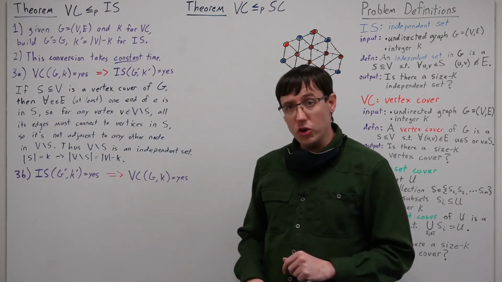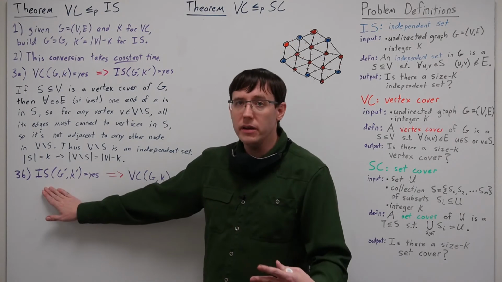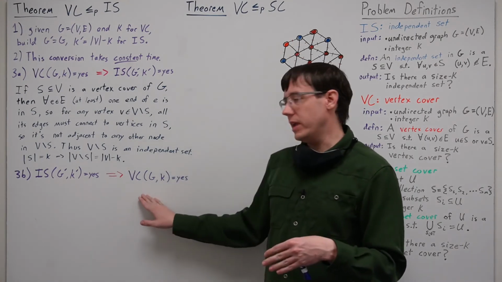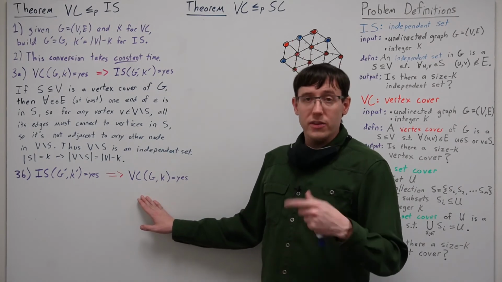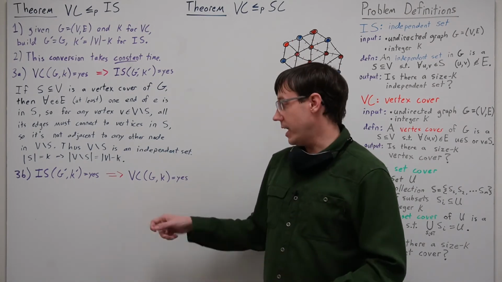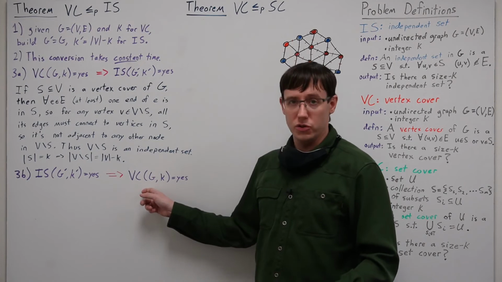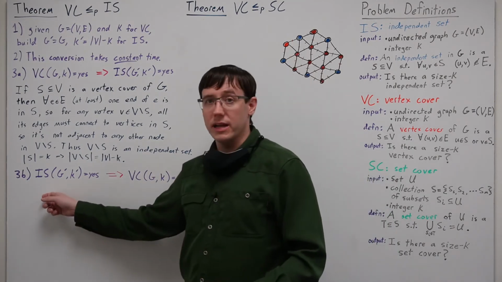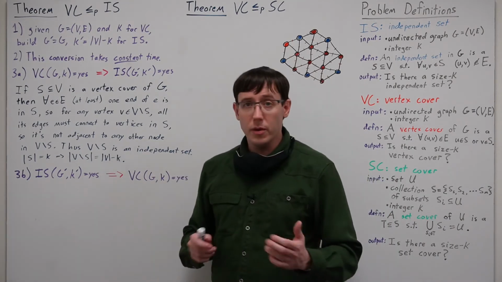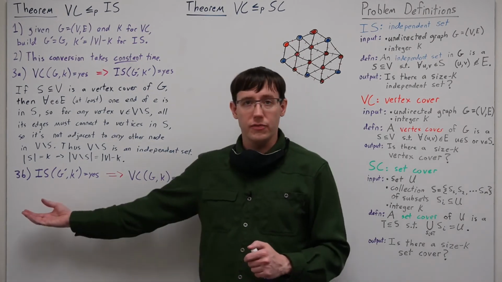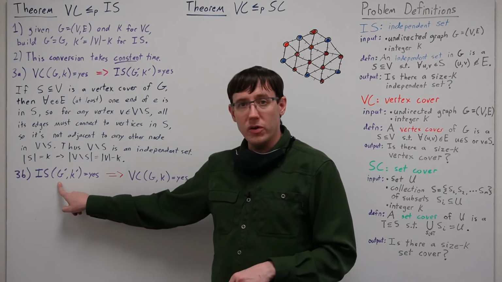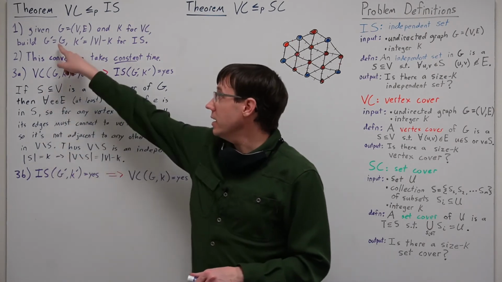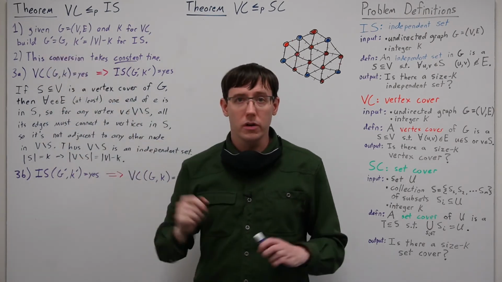What remains is to show that if the answer on the translated instance is yes, then the answer on the original instance is yes. And it's worth noting that this is the contrapositive of saying that if the original answer was no, then the translated answer will be no. And for some proofs, that version of the if and only if might be easier to prove. But here we can think about an independent set in the same graph that we started with.